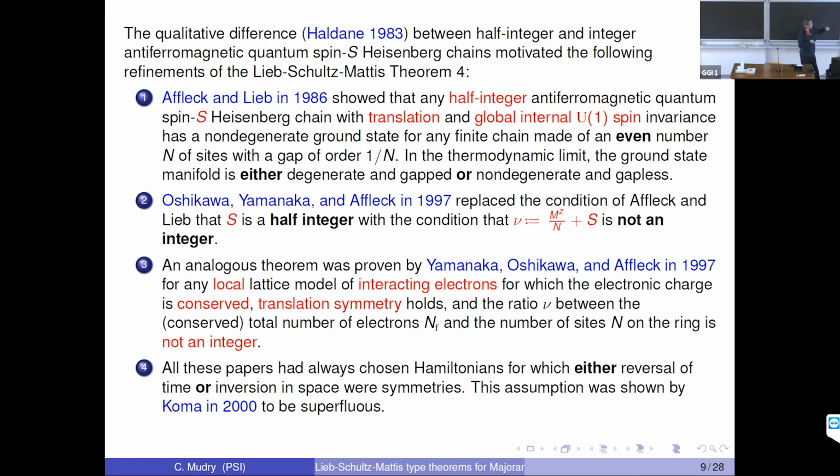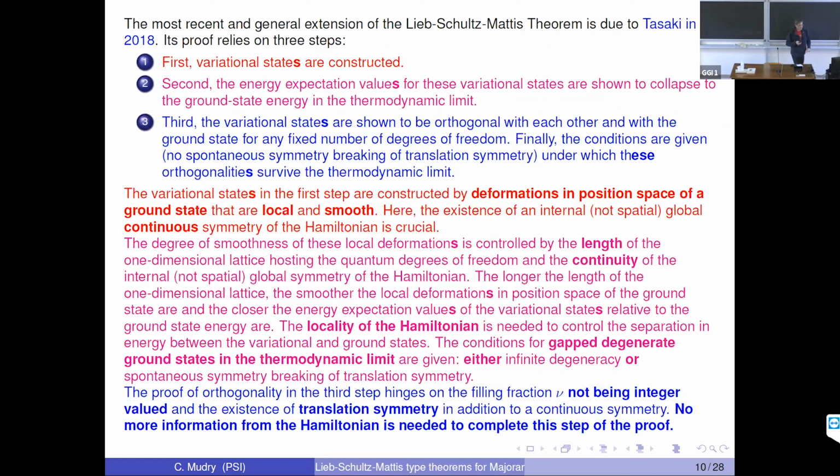However, all those papers so far always assumed that time reversal or inversion symmetry in space were good symmetries. And this is not a necessary assumption either, as shown by Koma in 2000. So the most recent version of the Lieb-Schultz-Mattis theorem is due to Tasaki in 2018. And let me take you through the steps that he uses to establish a theorem that is much more powerful than all the previous theorems so far.